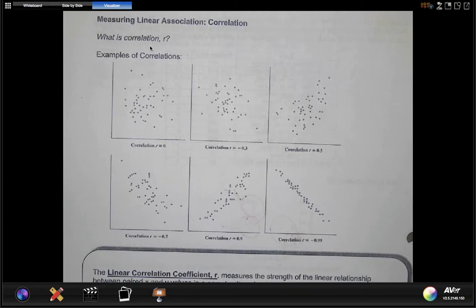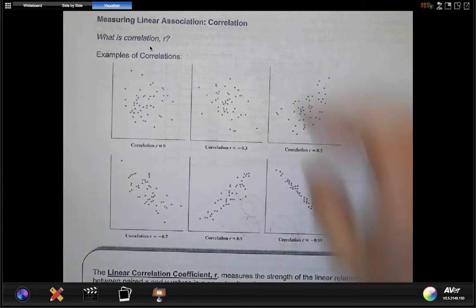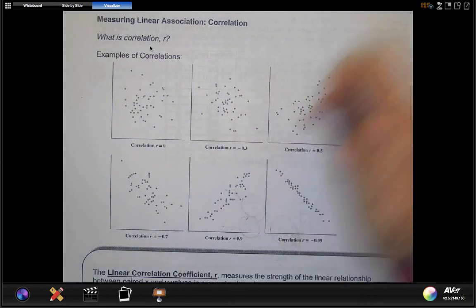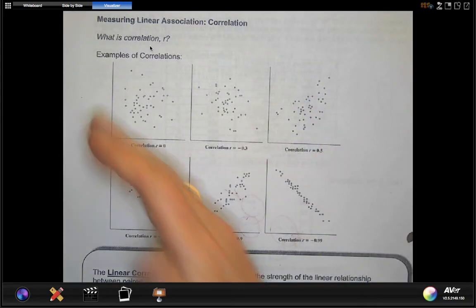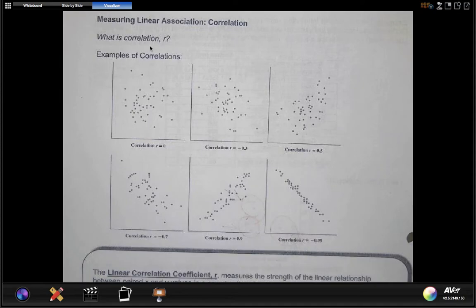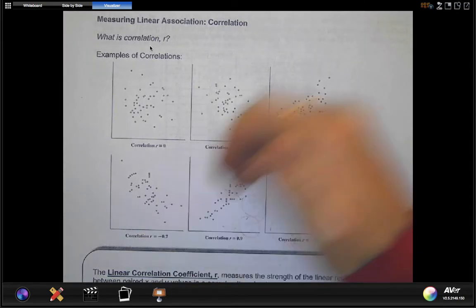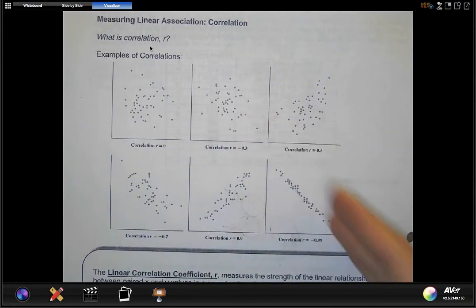So this one is just negative 0.3. This one, getting a little tighter, closer together, positive direction, 0.5. Tighter here, negative direction, negative 0.7. Tighter here, positive direction, 0.9. Pretty tight here, negative direction, negative 0.99.